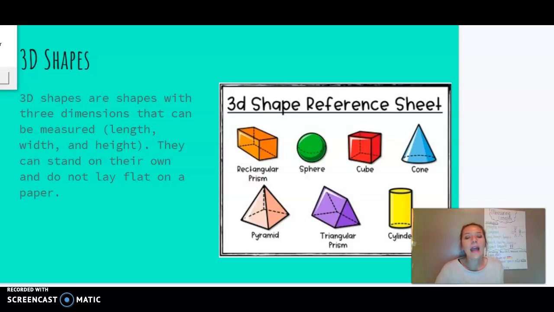So we have the rectangular prism, a sphere. So if you think of a basketball, that's a sphere, okay? Because I cannot lay a basketball down flat on paper. I hold that, okay? A cube, a cone. Think of an ice cream cone. A cylinder, like a tall vase, okay? Those things are 3D shapes.